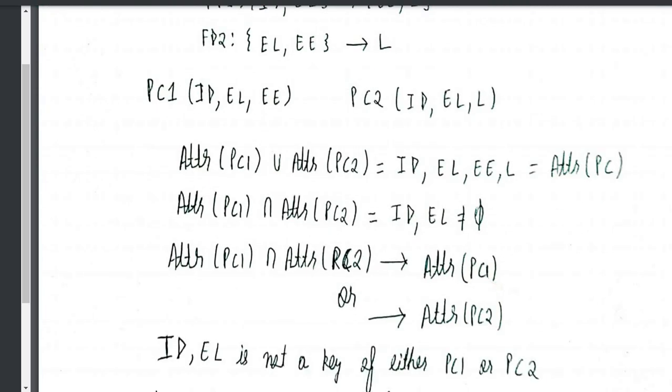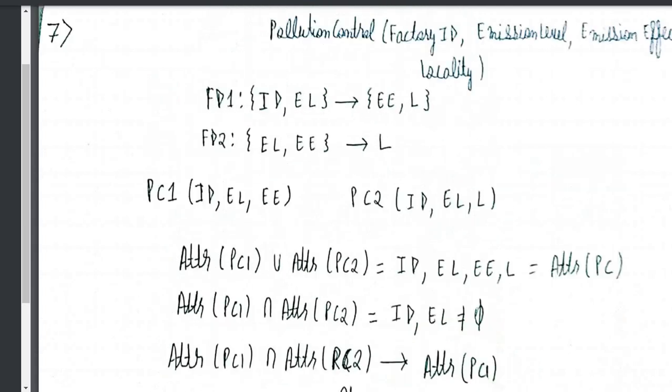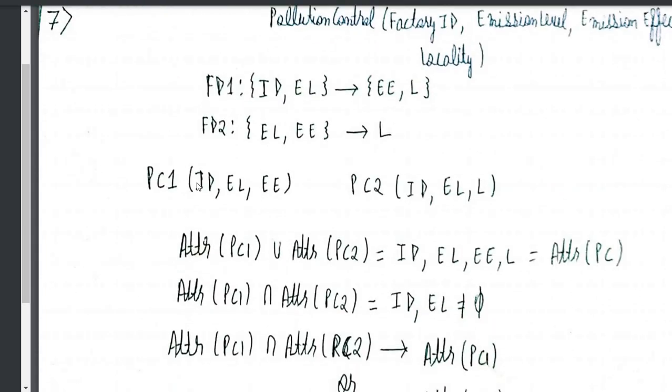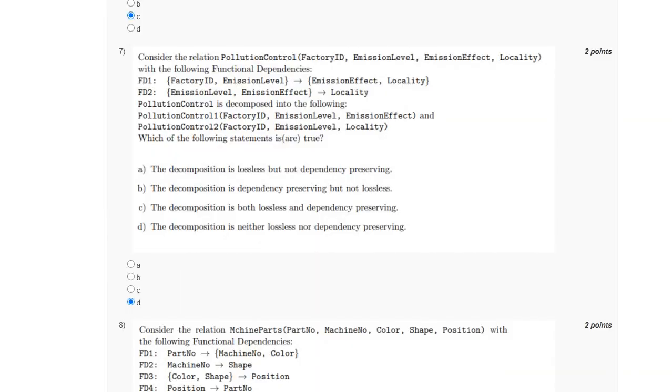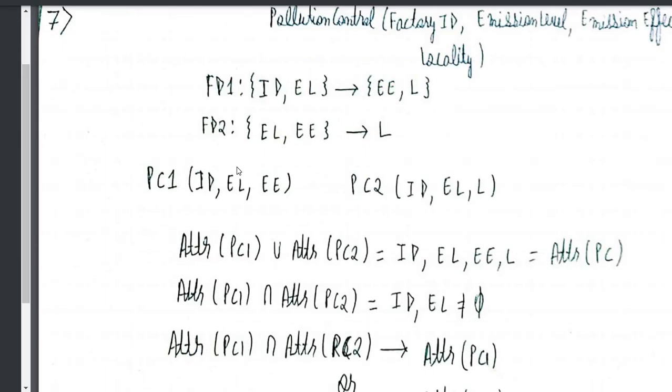So first, for finding if the relation is lossy or lossless, we have to satisfy certain conditions. The first condition is that the attributes of the relation which is split, like here in this case pollution control 1 and pollution control 2, I have written in short form PC1 and PC2, and the attributes: ID is for factory ID, EL is for emission level, EE is for emission effect, and L is for locality.